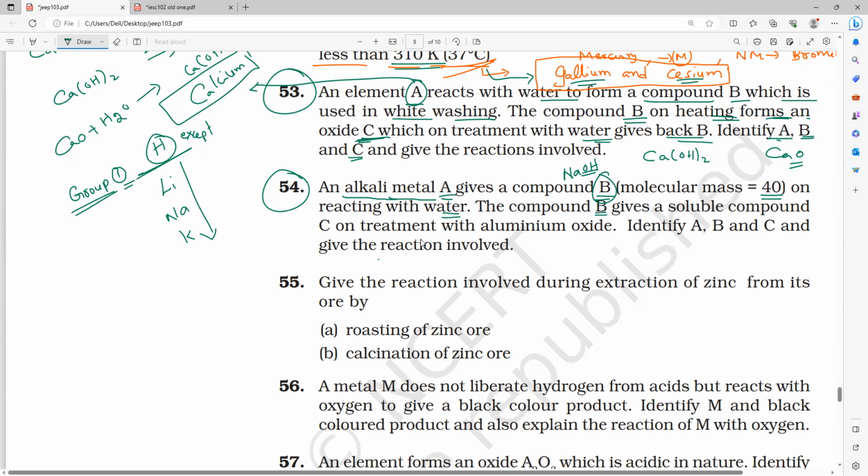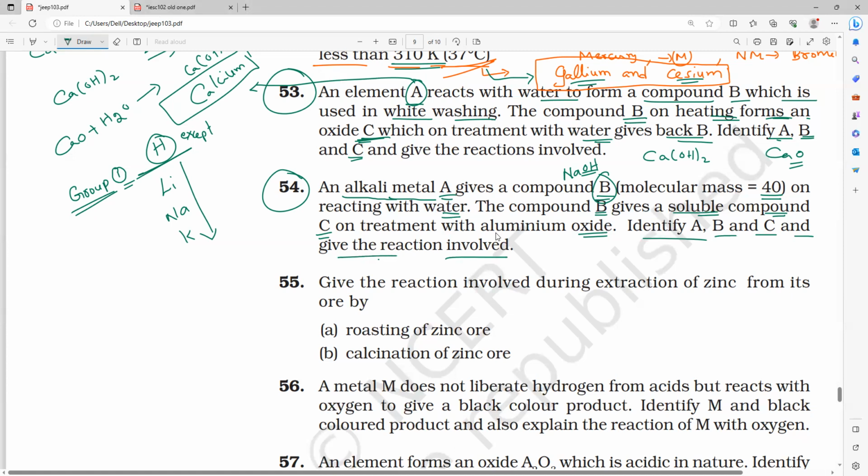So the compound B gives a soluble compound C on treatment with aluminum oxide. What is that soluble compound, which is soluble in water? While teaching, I very clearly mentioned it, Mr. Harish, you have written it down: soluble in water, aqueous state. Sodium aluminate. Identify A, B, C and give the reactions involved.